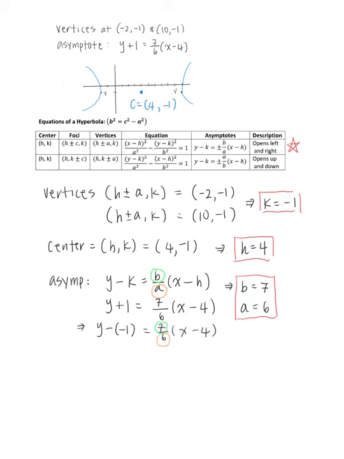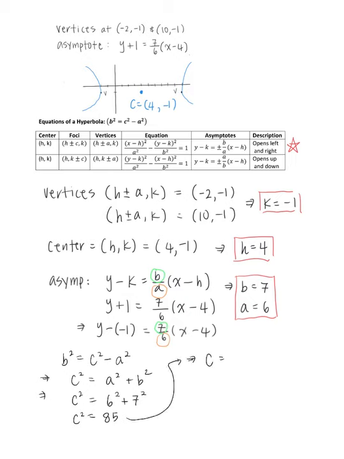So we've got b squared equals c squared minus a squared. So that means that c squared is going to be a squared plus b squared. All right, so c squared is a, which is 6 squared, plus b, which is 7 squared, which is, what is that, 85? Okay, let me just bring it over here. So that implies that c is going to be plus or minus the square root of 85. Let me box that.